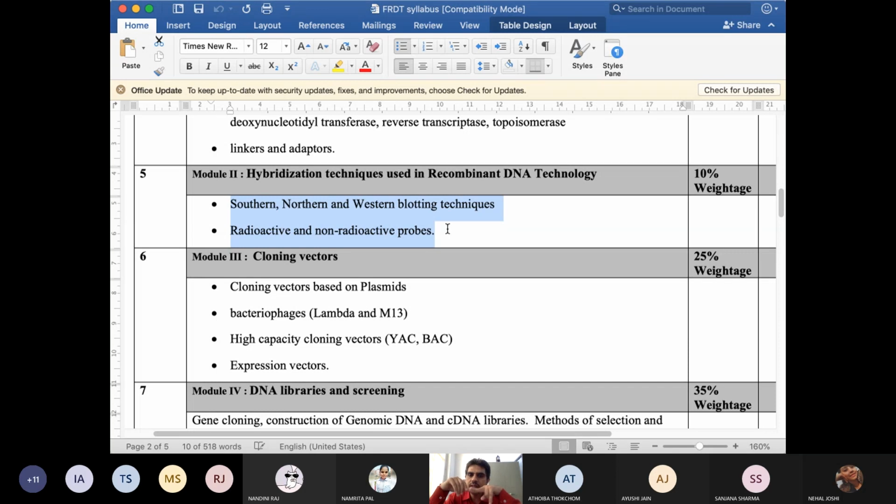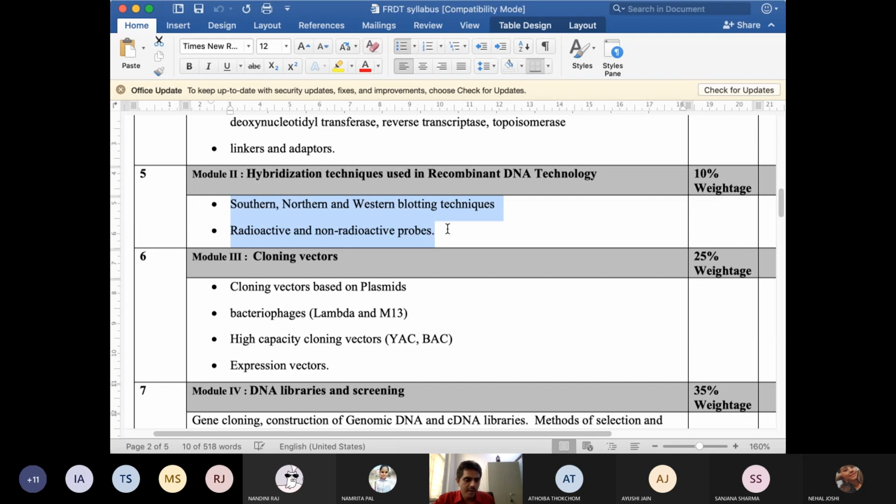If you are transferring, and where to transfer, we are transferring to a solid spot. If you are transferring your DNA to the solid spot, then you use the term Southern blotting. If you transfer RNA onto a solid spot, then we use the term Northern blotting. And one more term is called Western. If you are transferring protein, then we use the term Western blotting. So these three types of blotting depend upon what type of molecule you are going to study.